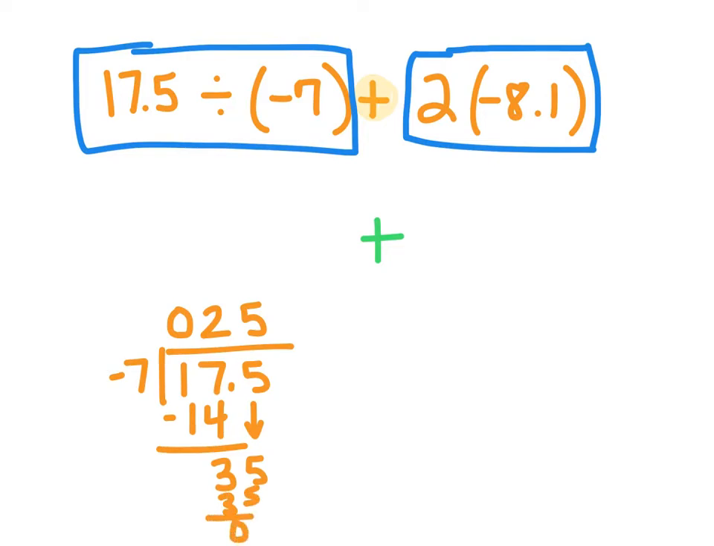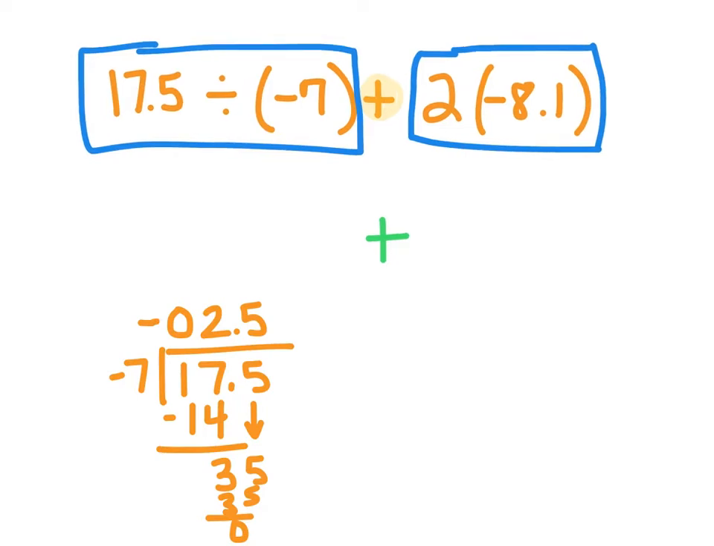Okay, make sure you bring your decimal straight up. So again, it was right here. I'm going to bring it straight up. So my answer is 2.5. And then I just need to remember, well, is it positive or negative? Well, a positive divided by a negative is a negative. So I get negative 0.25. So that's my answer for this first part, negative 0.25.